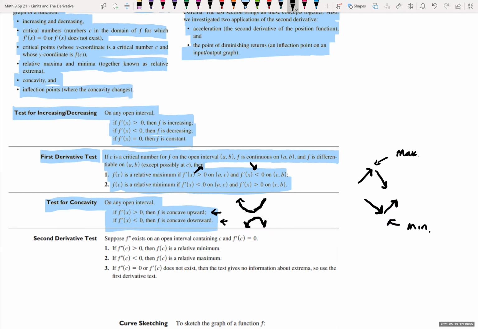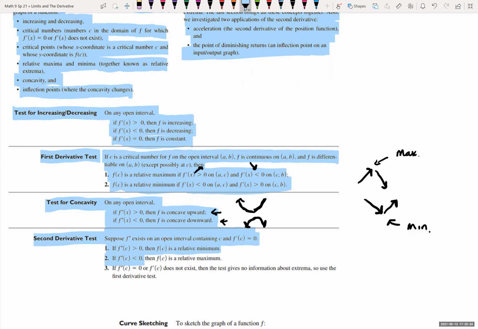The second derivative test was just another way that we could go about finding if our critical number was a max or a min, and it sometimes worked and it sometimes didn't work. And if this test didn't work, you had to go back to your other test. So suppose the second derivative exists on an open interval containing C, and the first derivative of that value C is equal to 0. So that's a critical number. If we plug that critical number back into the second derivative and it's greater than 0, then we can say that f of C is a relative min.